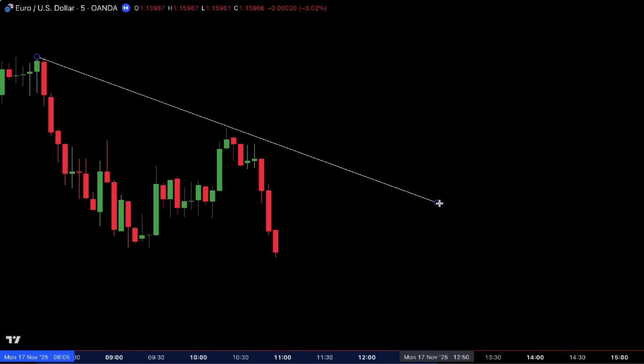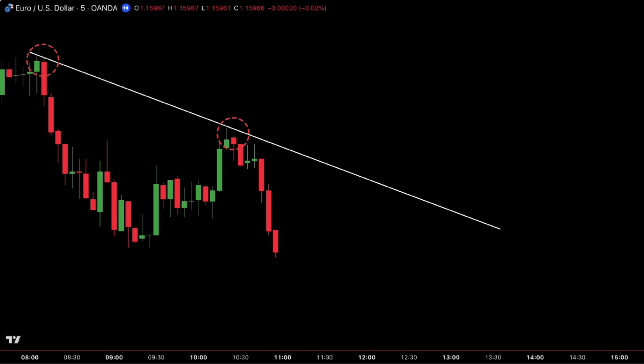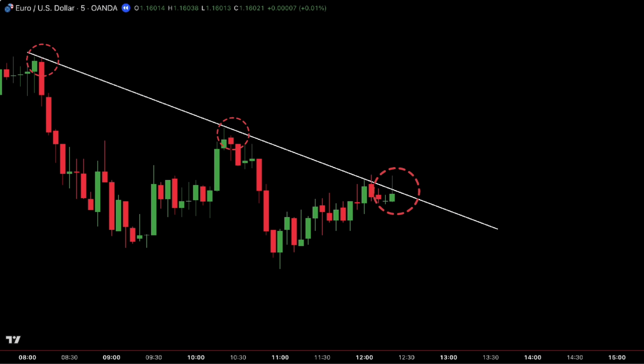Now let's connect the swing highs to see if we can identify a valid trend line. By linking these points, we form a clean downward sloping trend line. Once the trend line is drawn, the next step is to wait for price to retrace back to it and observe the reaction. Here, when price pulls back to the trend line, it reacts strongly and forms a clear bearish pin bar. This kind of rejection suggests that sellers are stepping back in and defending the trendline area.